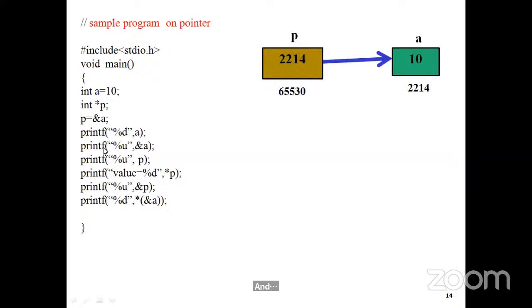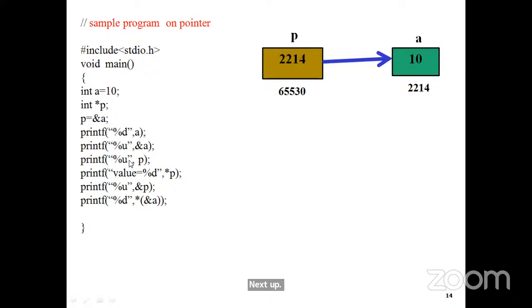10. Next, printf percentile U. Why am I specifying U? It is unsigned, an unsigned number. Because I don't want to get negative values, the addresses will always be positive values. So address of A. What is the address of A? 2214. This is the output. Printf percentile U address of A, what is the output? It is the address of A, which is 2214.